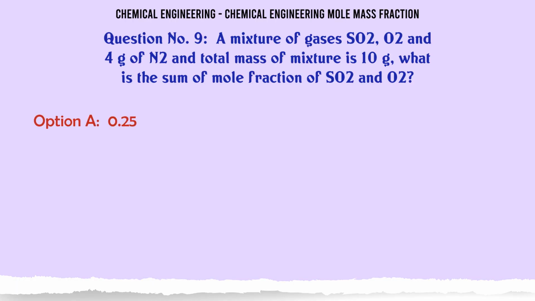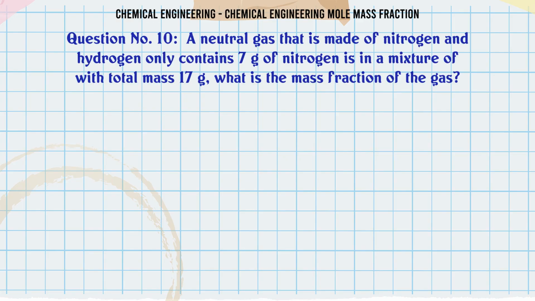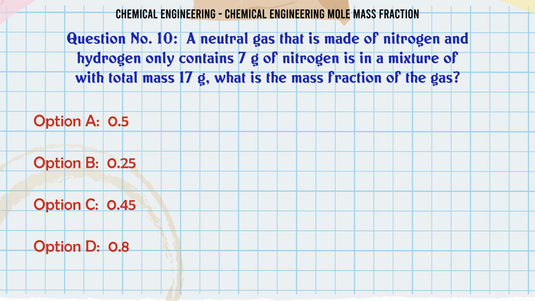A mixture of gases SO2, O2 and 4 g of N2, and the total mass of the mixture is 10 g. What is the sum of mole fraction of SO2 and O2? A 0.25, B 0.5, C 0.75, D 1. The correct answer is 0.75.